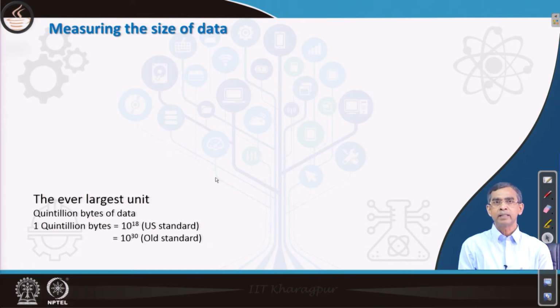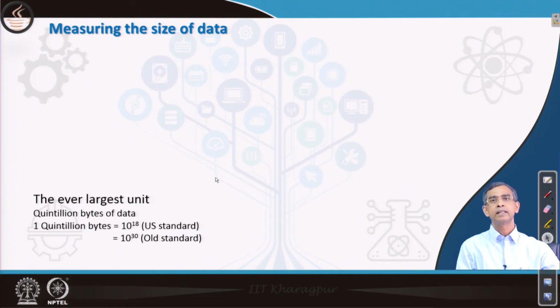At the moment, as the data is growing heavily, in order to measure the amount of data, different consortiums propose different units. The largest unit known so far that I have mentioned here is the quintillion. So, 1 quintillion bytes, which is equal to 10 to the power 18, is basically the US standard. There is another old standard which was known as 10 to the power 30.